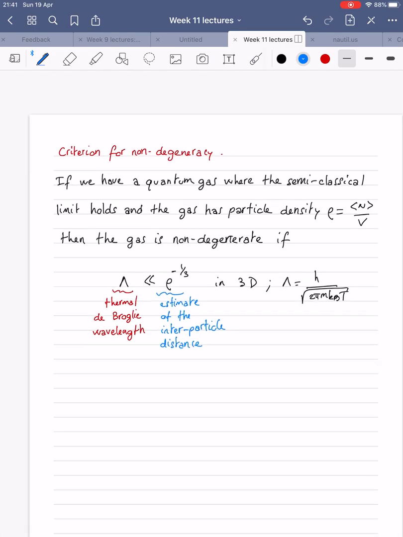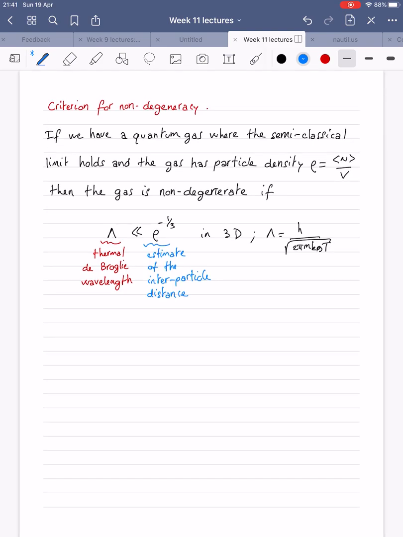Okay, so that's it for this discussion on the semi-classical limit and degeneracy and non-degeneracy. In the next set of lectures we are going to discuss something kind of different, which has to do with basic models of phase transition.